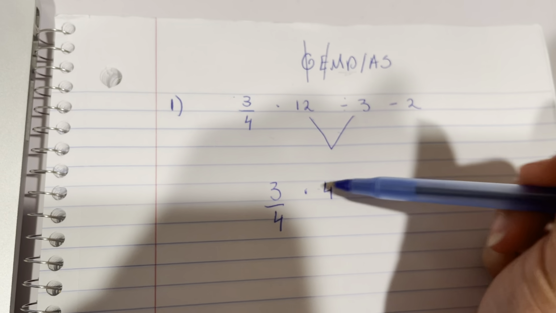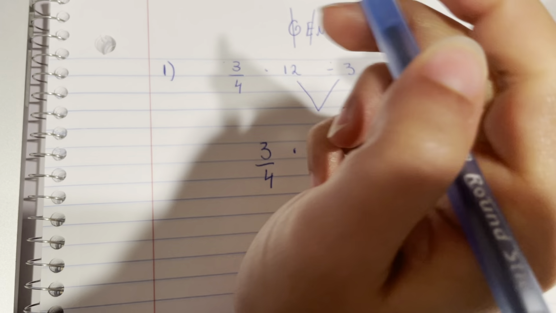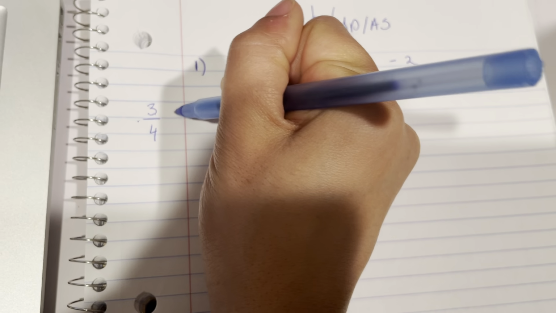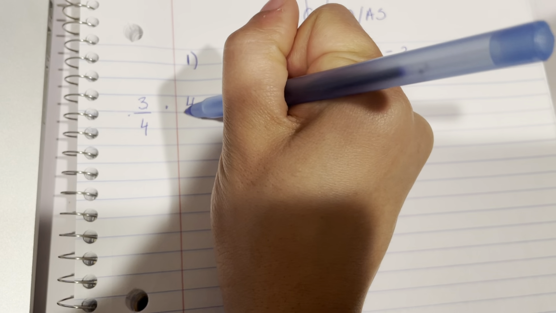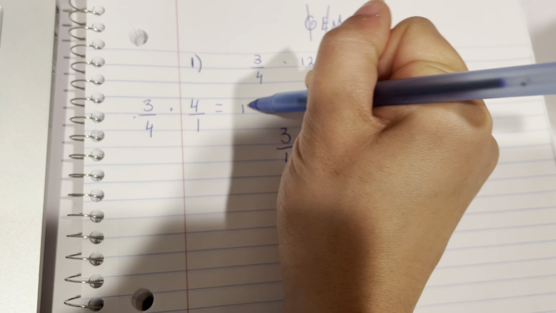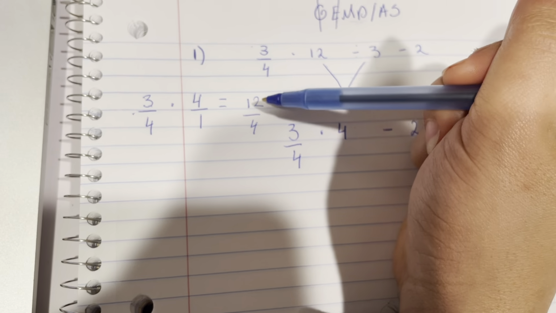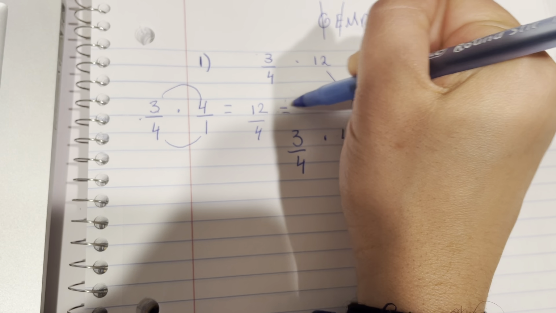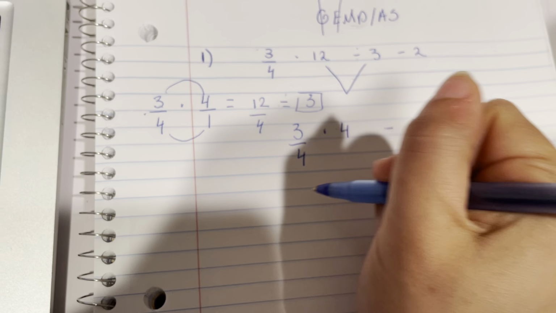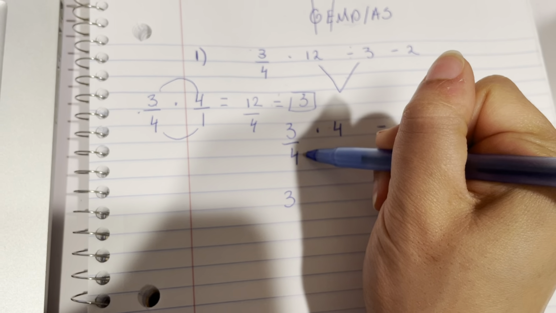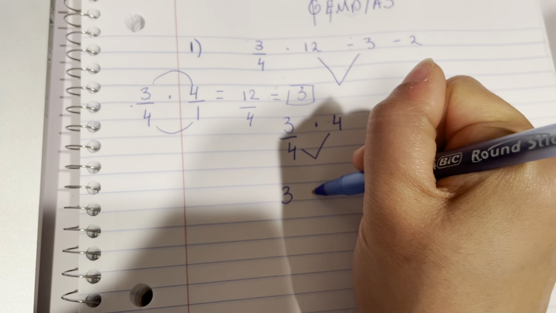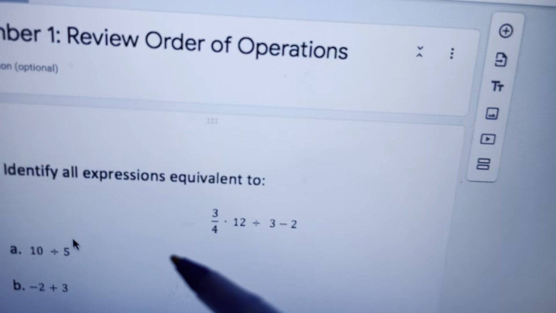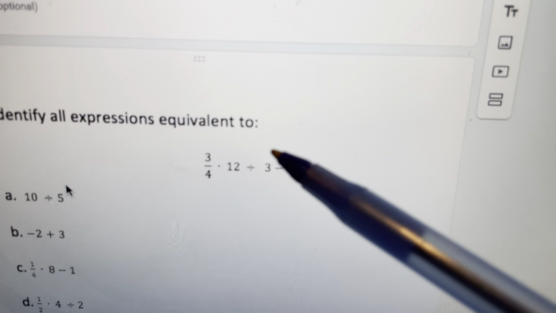So if you don't know what 3/4 of 4 is, that's not a problem. We know how to multiply. So what I'm going to do is, on the side, we're going to do 3/4 times 4, and we know that 4 is the same as 4 over 1. So I'm going to get 12 over 4, because 3 times 4 is 12, and 4 times 1 is 4. 12 over 4 is 3. So what I'm going to get is 3, right? Because 3/4 of 4 is 3, minus 2, which equals 1. So the first thing I did here is I solved out this expression, found out that this expression equals 1.